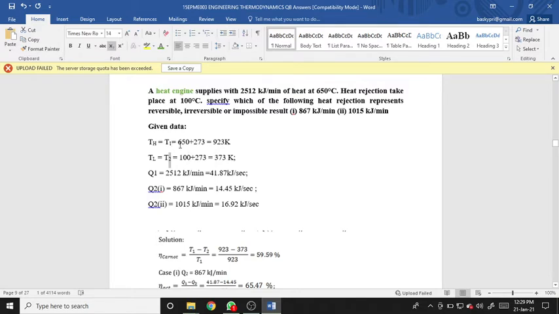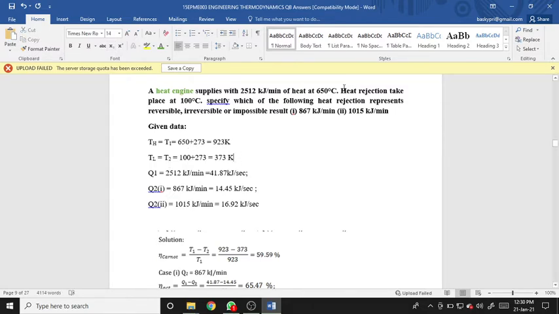So please remember, the higher temperature, that means the source temperature, is always T1, and the sink temperature is T2 or TL. In both cases they are given in degrees centigrade, so you need to convert into Kelvin. The conversion is plus 273. Substitute here and you can get the answer.